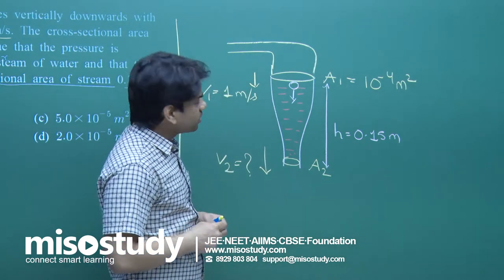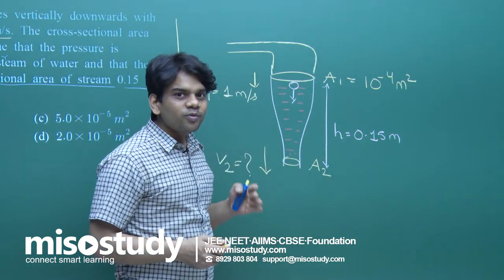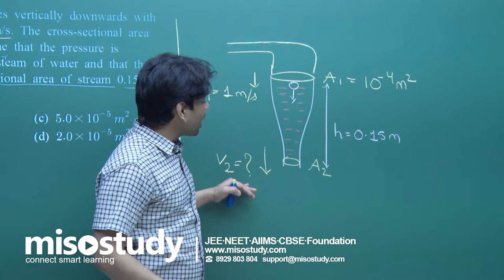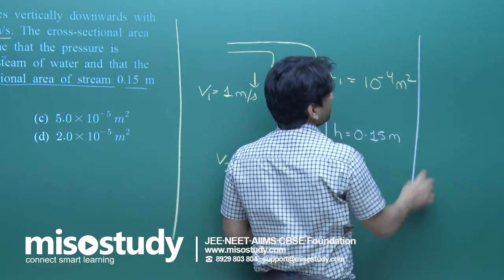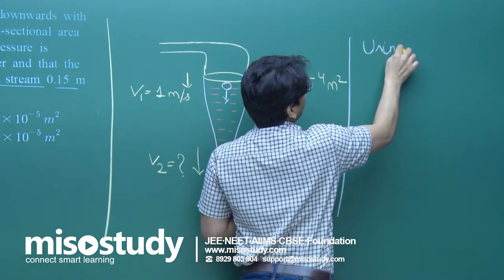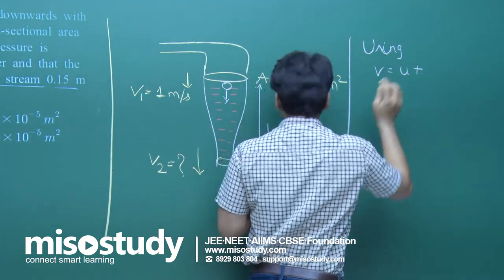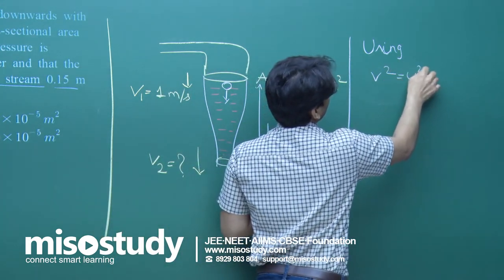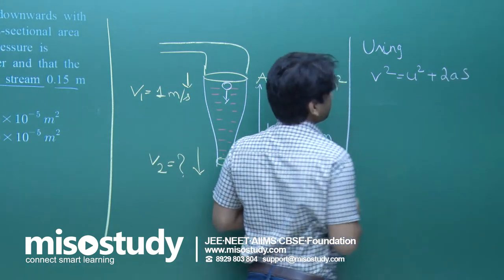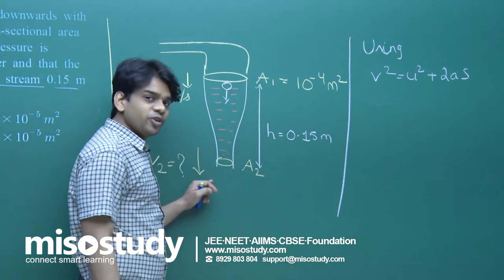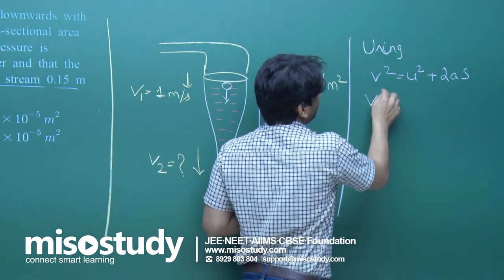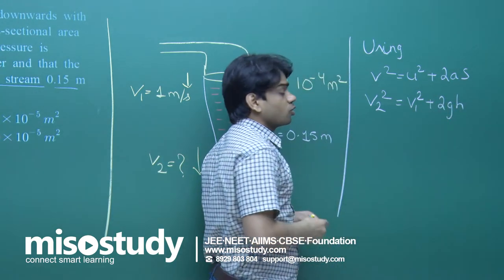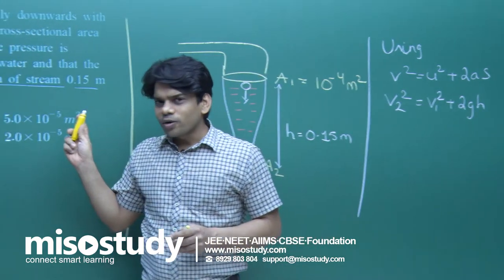So can we comment on this using the concept of V square is equal to U square plus 2AS? From there, we'll get the value of V2. V square is equal to U square plus 2AS, this is what we can use. In this case, the final velocity will be V2. Let's write here, V2 whole square is equal to V1 whole square plus twice of GH. So we can evaluate the value of V2. So one formula will give us the value of V2.